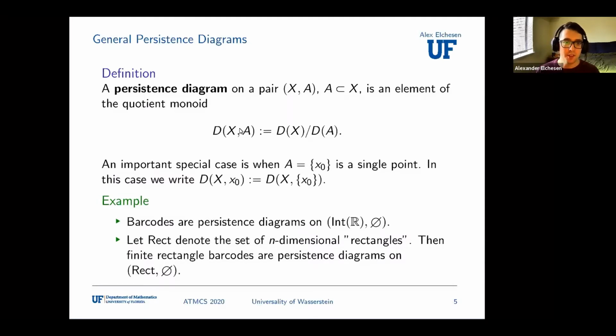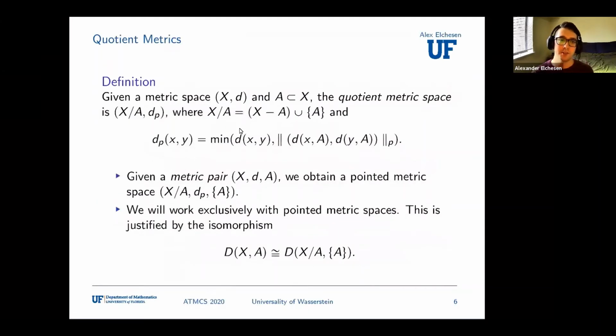Okay, and so before I move on and define the Wasserstein distance on these things, I want to introduce a simplification, which is that we can always take a pair (x, a) and quotient out a and just get a pointed metric space. And that's going to simplify things a lot, and it'll turn out that that's completely equivalent. We can always work in that specific setting.